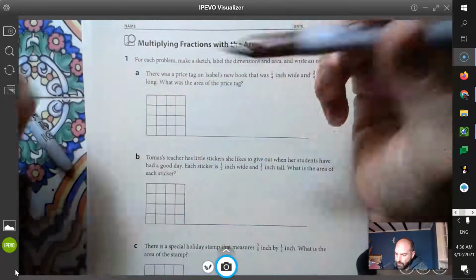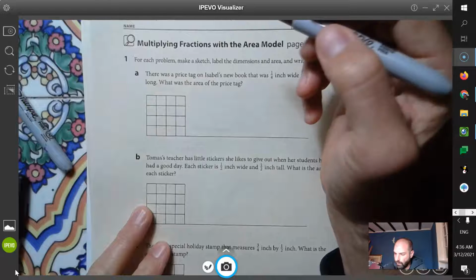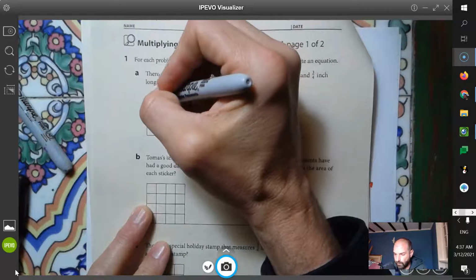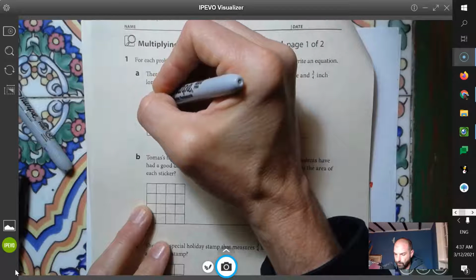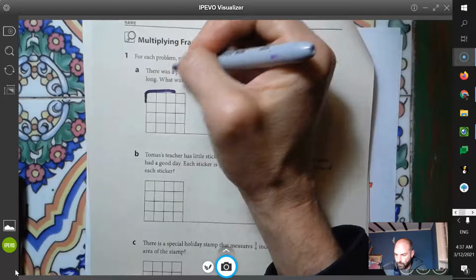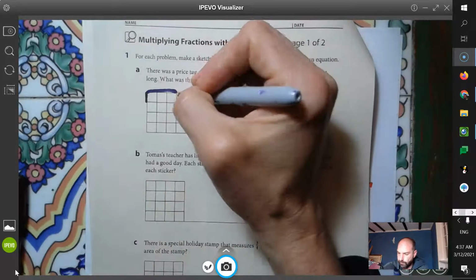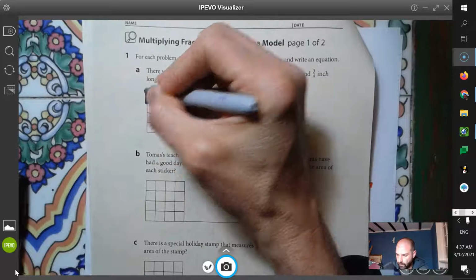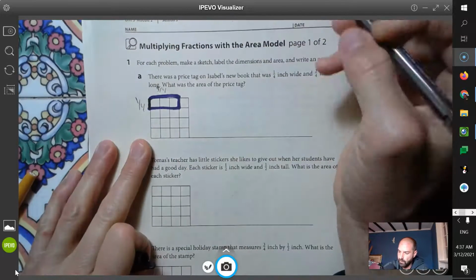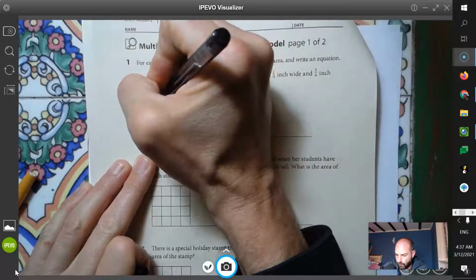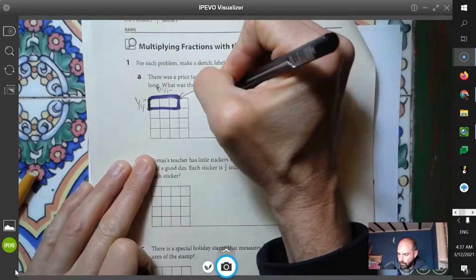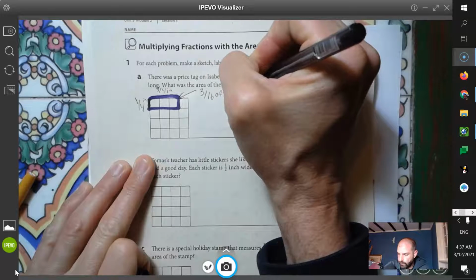All right, so this one's going to be a little different. Here, let me back up a little bit. So if we know that this is 1/4 inch, and then this is 3/4 inches, so the area would actually be here. So we have 1/4 inch by 3/4 inches. And that area would be 1, 2, 3 out of 16. 3/16 of an inch squared.